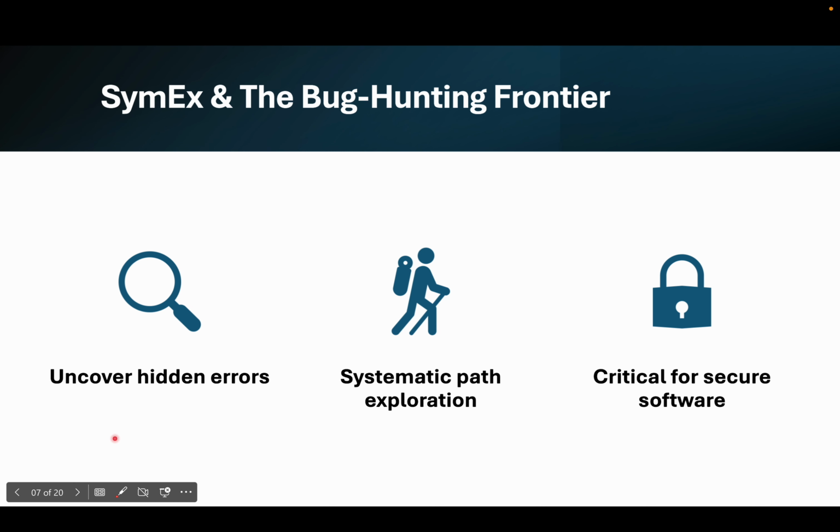So symbolic execution systematically checks every potential path in a program, allowing us to find deeply buried bugs. In high security software, missing these bugs can be catastrophic. SymCC steps in to help expand that frontier by tackling performance bottlenecks head on.